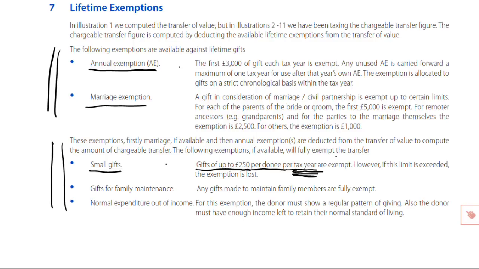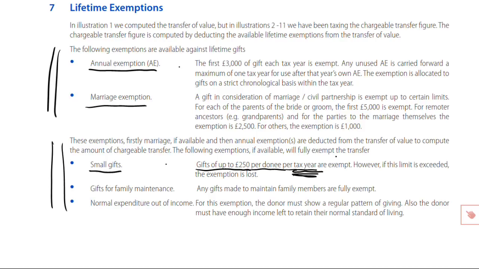taxpayer, the donor concerned, made a gift to his or her nephew of £200 on the occasion of the individual's birthday. And that was in, let's say, August 2016. So £200, great. That, if it stands alone in the tax year, would be a small gift and would be exempt. But just check very carefully. If that's August 16, check through to the 5th of April 17, the end of the tax year.